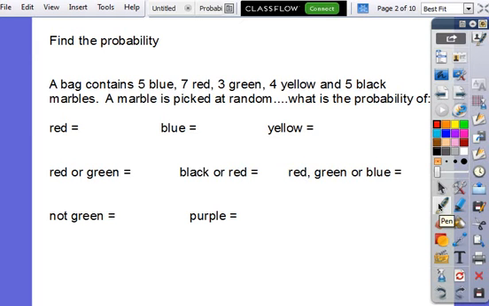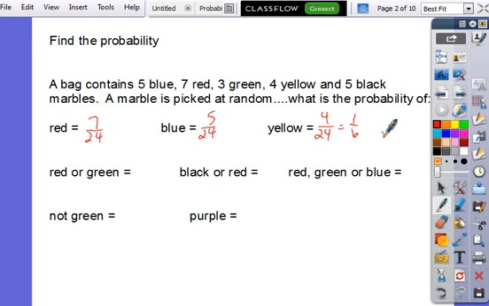The overall. How many? What are the total amount of things we got? In this case, it was 24. So I know that basically every one of these is going to have a 24 at least to start with on the bottom. Then all I got to do is find the things that work. Well, in this case, the things that work are red. So that will be 7 over 24. Doesn't simplify, so I'm done. Blue was 5. Doesn't simplify, I'm done. Yellow is 4. That simplifies down to 1/6.